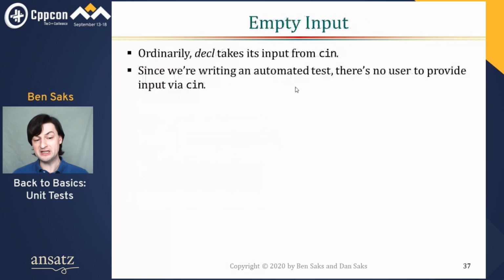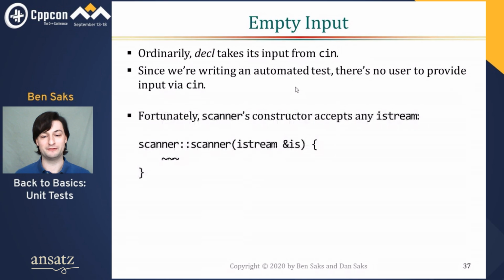With regard to the empty input, ordinarily, Decl is written to take its input from cin, standard in. Since this is going to be an automated test, it's not very automated if a user has to sit there and type in the input that we're intending to test. So that's not going to work very well for us. Fortunately, we've written scanner's constructor to work with any istream, not just with standard in. So we can pass in another kind of istream and use that as the input to the scanner. This is sometimes called dependency injection in the testing language.